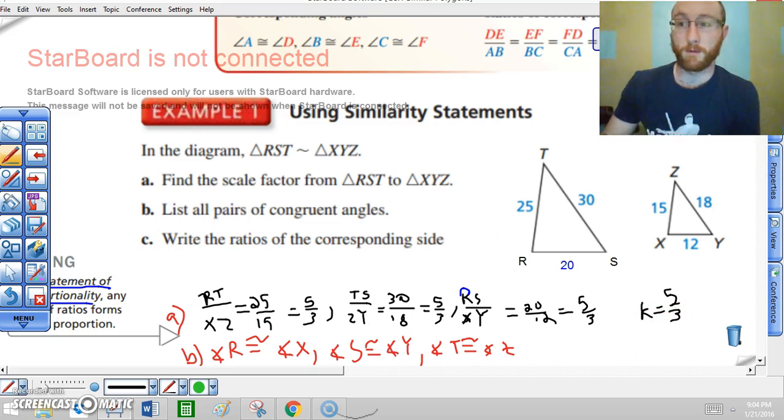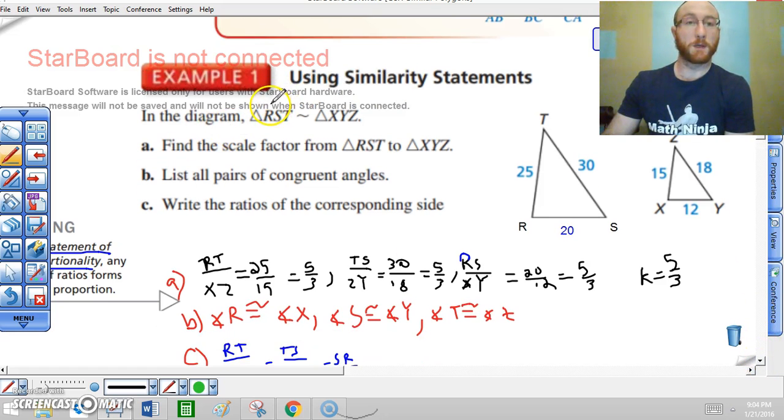Next, we list the pairs of congruent angles. That's fairly simple. R is first, X is first, so angle R is congruent to angle X. S and Y are second, so angle S and angle Y are congruent. And lastly, T and Z are last, so angle T is congruent to angle Z.